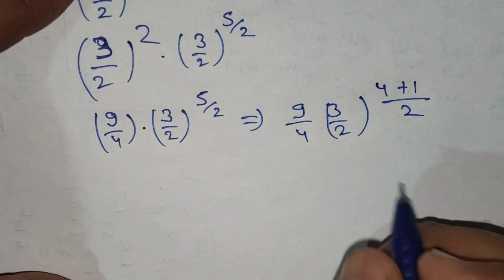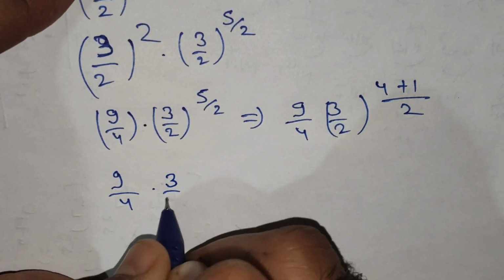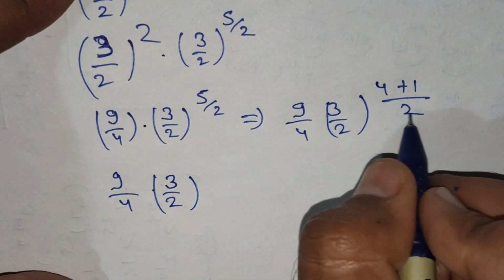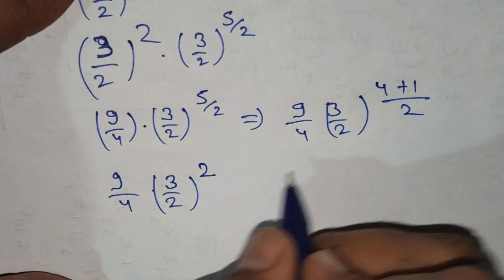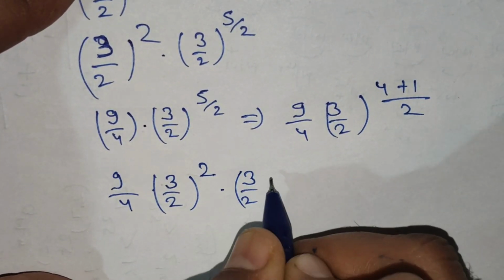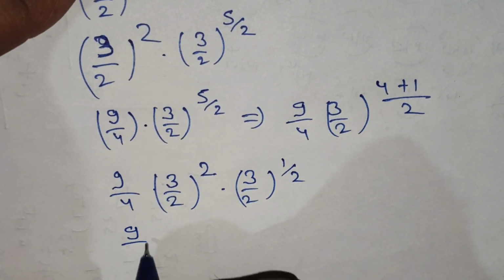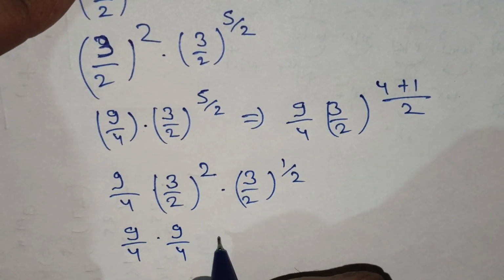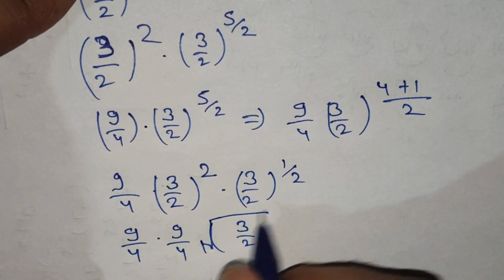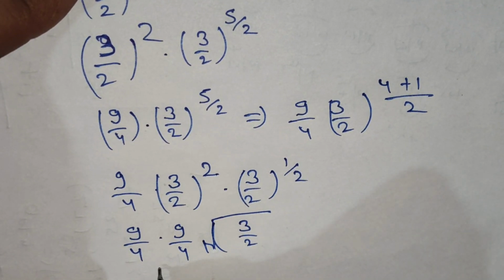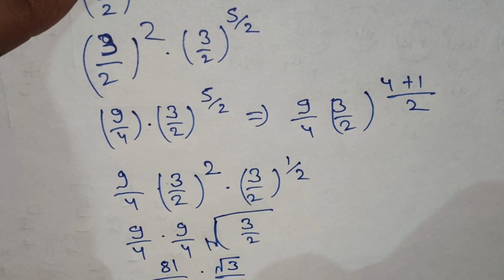Now solution for this: 9 multiply 4, (3/2) to the power 4 divided by 2, same equation. (3/2) whole squared, (3/2) under root 1/2. So (3/2) whole squared, 9 dot 9/4, (3/2) means (3/2) under root 1/2 means under root 3/2. 81 divided by 16 to the power 3 by under root 2.